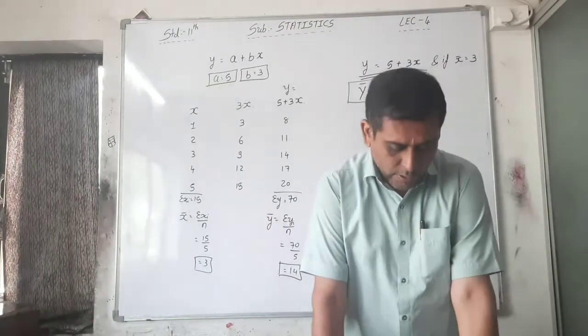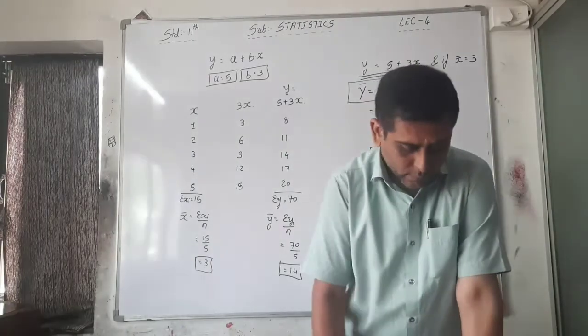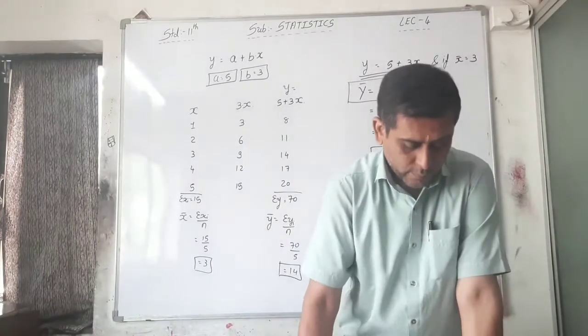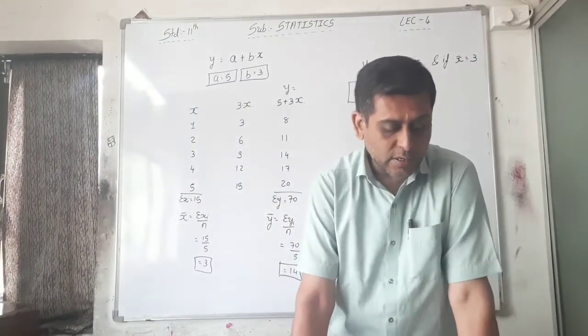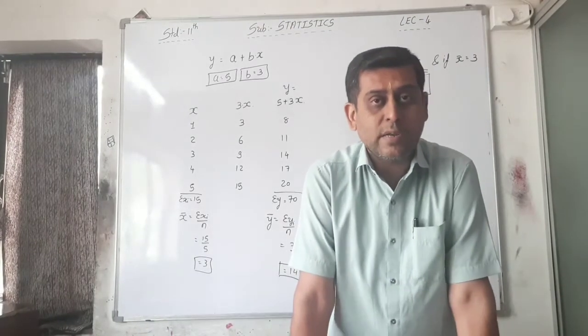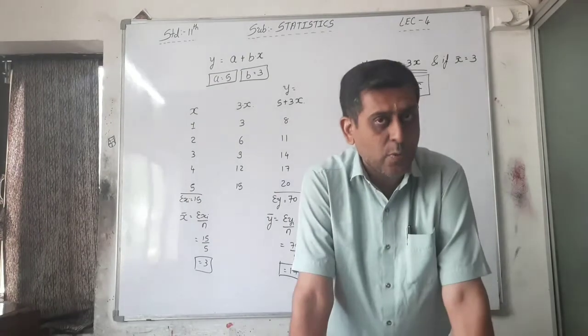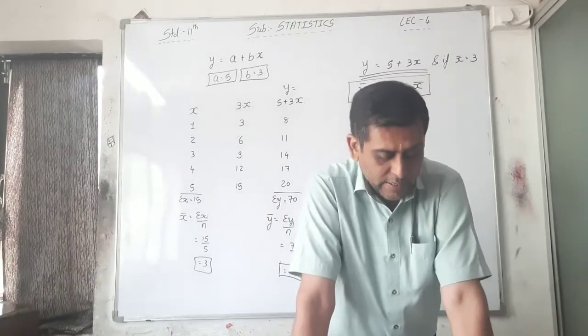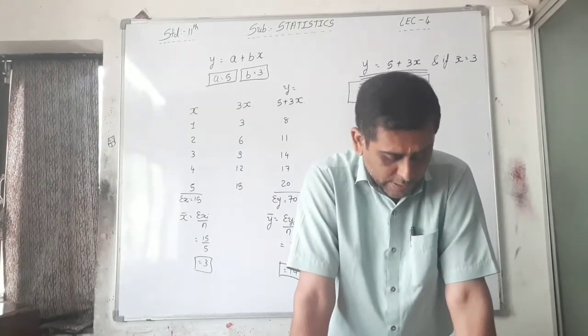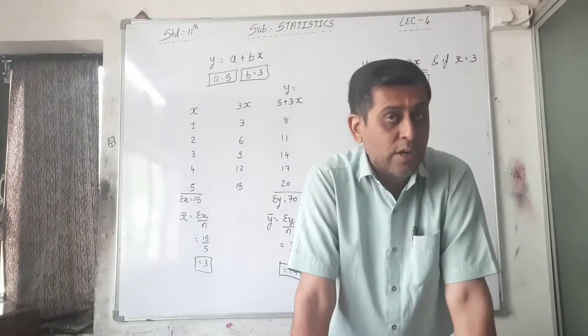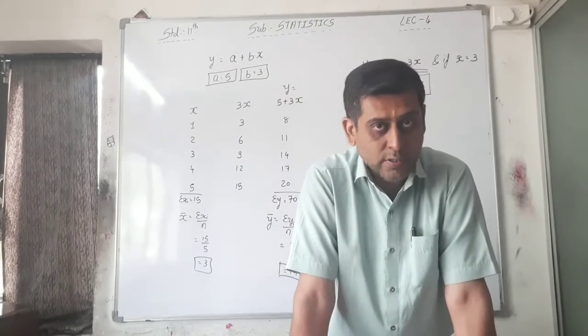Okay, here your theory, or you can say that some important results about the mean, is over. Now the next one is exercise 3.1. In exercise 3.1 we completed the first, second, third, fourth and fifth, five questions, right?